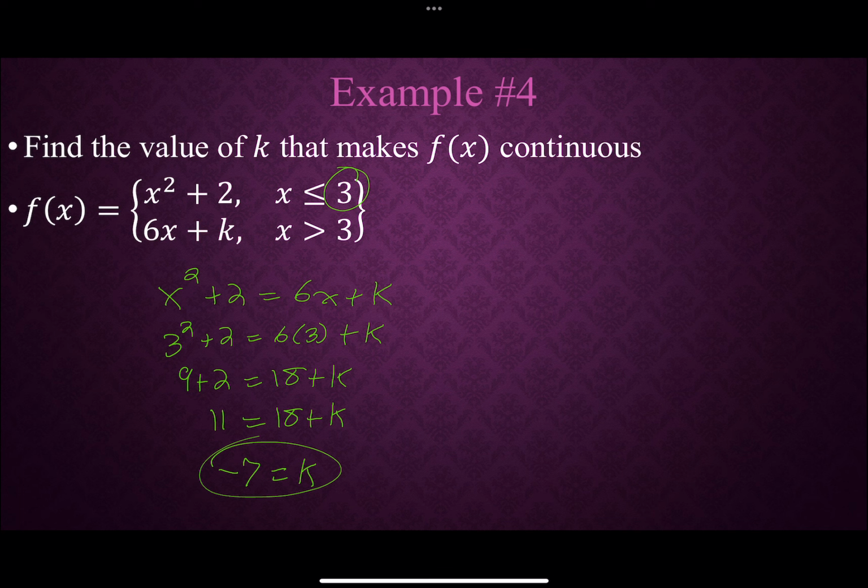It doesn't really matter. The key is, if I want to make a piecewise function continuous, I need both parts to equal each other. So I would set the top part equal to the bottom part. I would then substitute the point of transition in for x, and then rearrange and solve that for the variable that they want, whether it's k or some other letter.